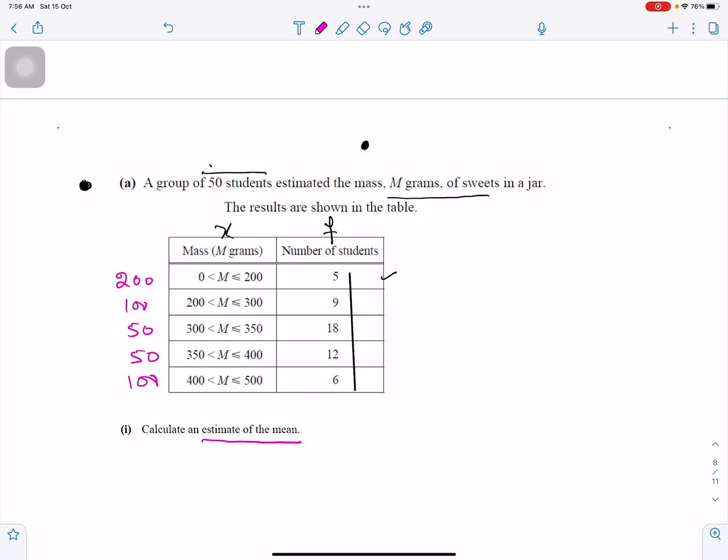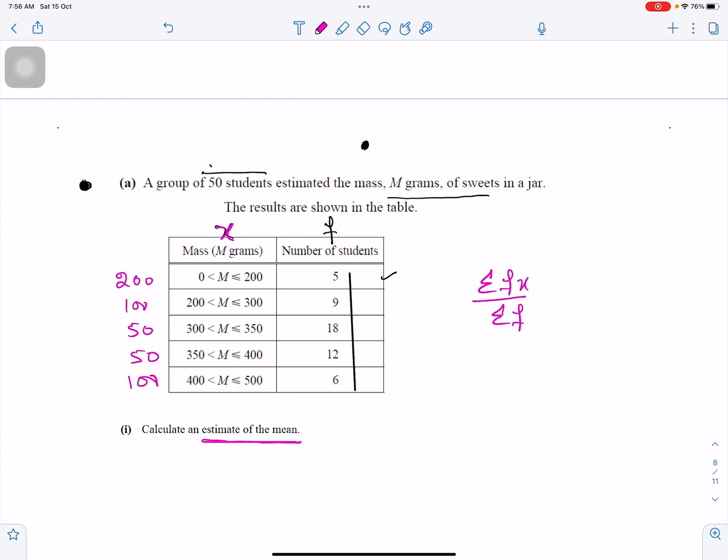estimated mean, now number one, why is it called estimated mean? You know why? Because you don't know exactly what value those 5 students who measured the weight of the sweets in a jar had in between 0 to 200. So whatever answer we get, that will be an estimated answer, right? This is the reason it is called estimated mean whenever we are solving a question on a group interval. Now the method to calculate: which value of x I will take from here and multiply by 5. The formula is sigma fx over sigma f, right?